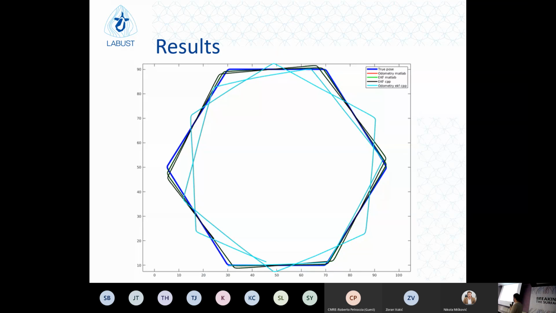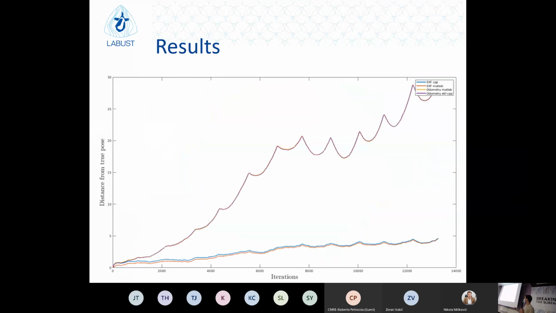So these were the final results. We can see that the results with range measurements are very good, and they're very close to the true pose, which is blue, while odometry keeps increasing very, very fast. And after a certain period of time, you can basically do nothing with these because they're almost 20 or 30 meters away from the true pose.